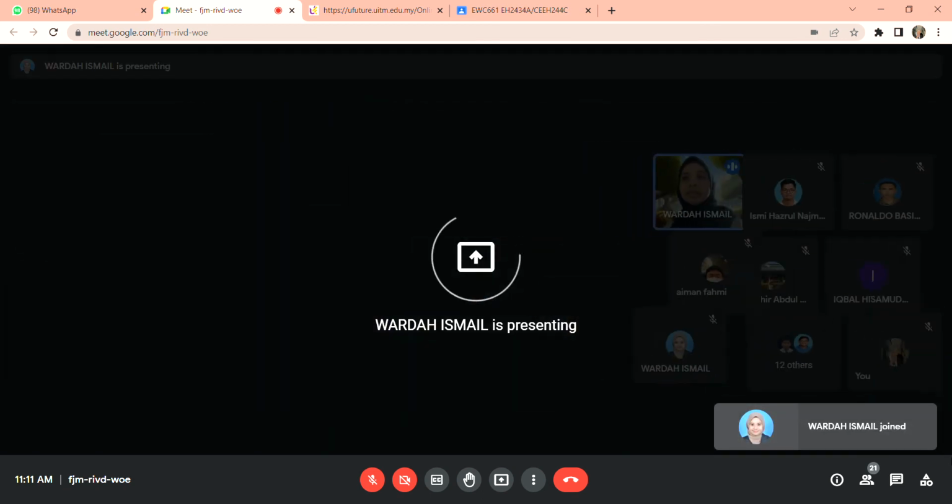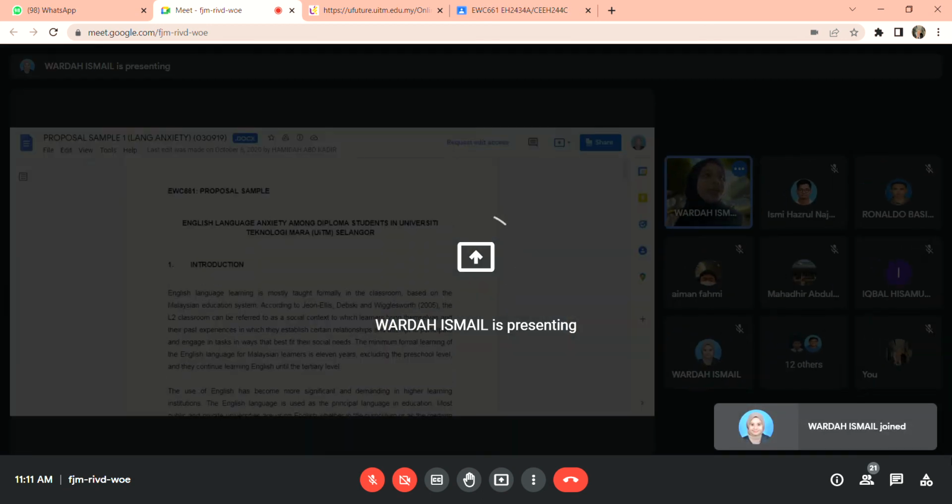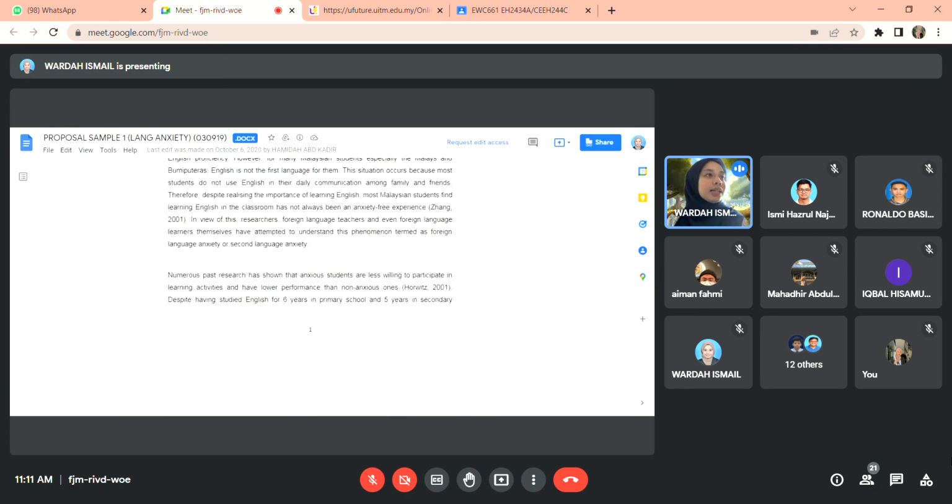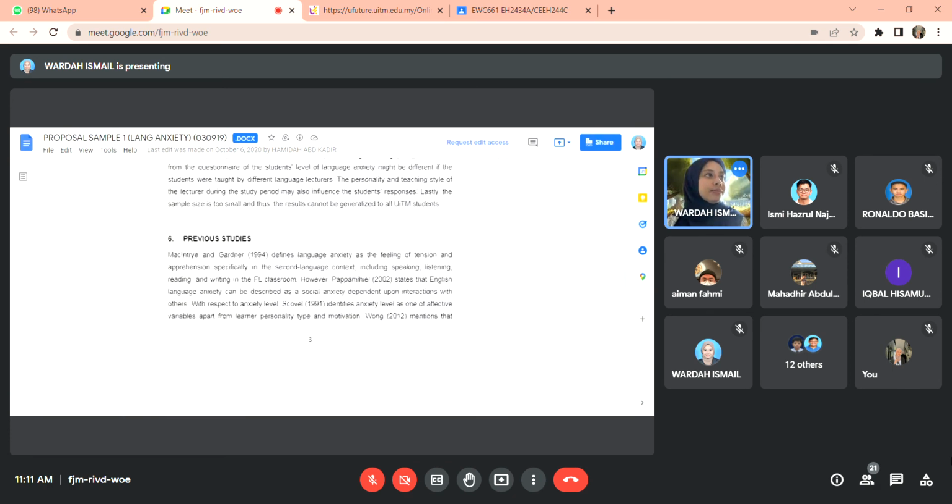Okay, let's go to this sample again. Right. For example, this one. English language learning is mostly taught formally in the classroom. Bukannya was, bukannya had. Okay. So, and notice that dia guna passive. Okay, English language learning is mostly taught formally in classroom. Okay, diajar. Okay, another example, kita tengok methodology.